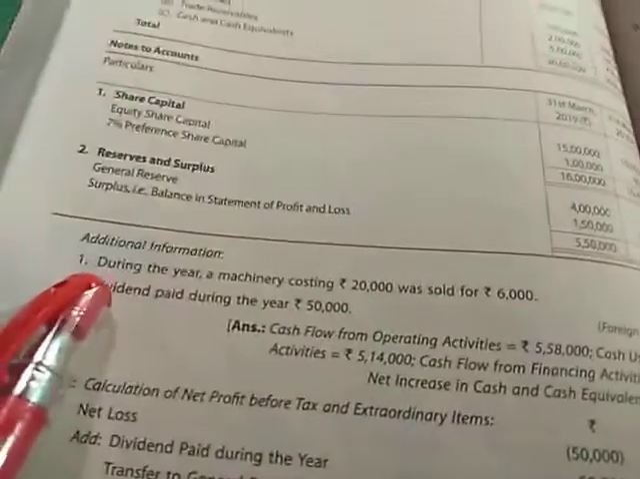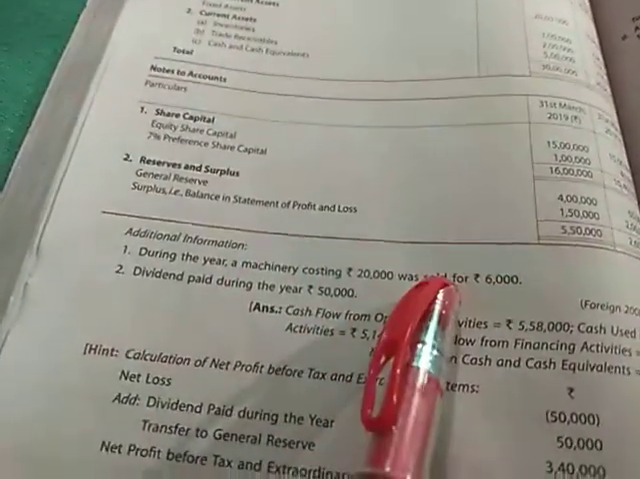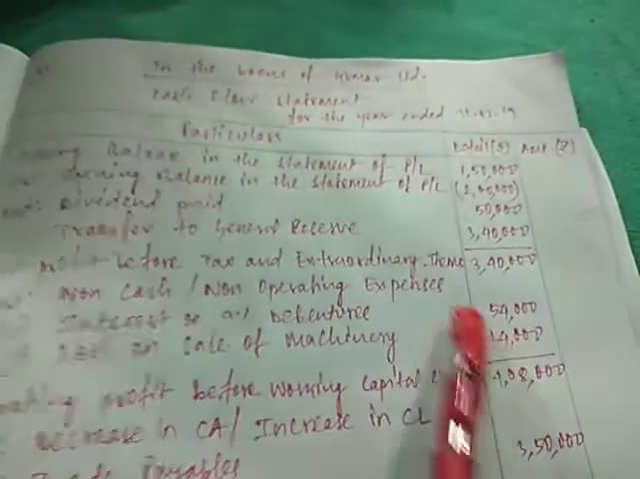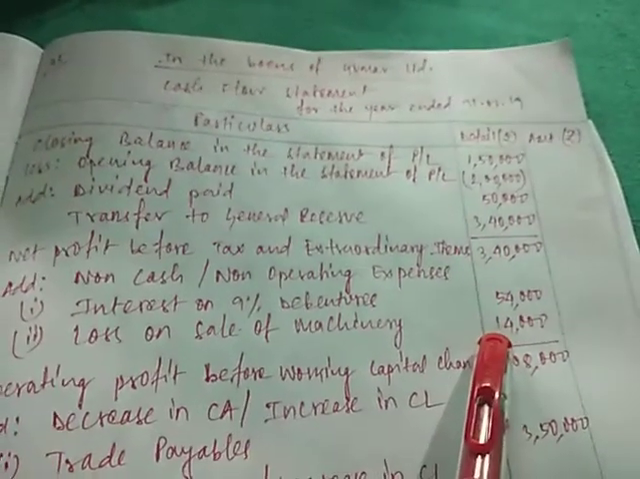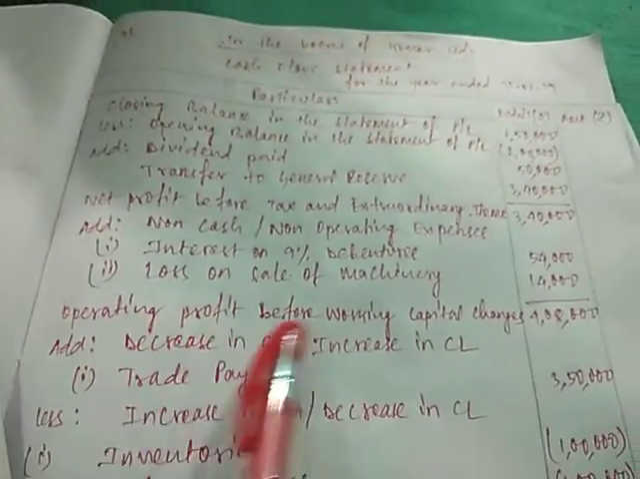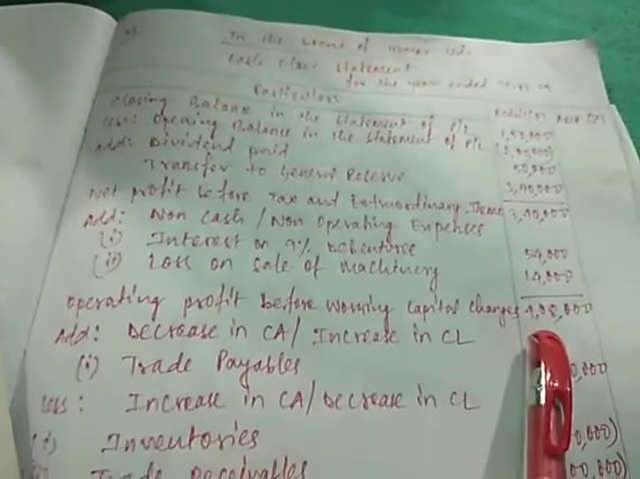Next, the loss on sale of machinery, just as we have discussed in the additional information. A machinery costing 20,000 was sold for 6,000. So there was a direct loss of 14,000. That loss of 14,000 will be written here. Loss on sale of machinery 14,000. When you take the sum of this 3,40,000, 54,000 and 14,000, you get 4,08,000. That is the operating profit before working capital changes.